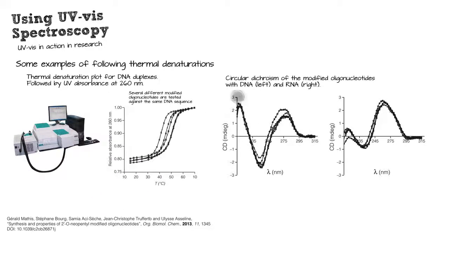Here we're doing circular dichroism spectrometry, and here's the CD spectrum of DNA. Here's the CD spectrum of RNA. Notice how different they are.